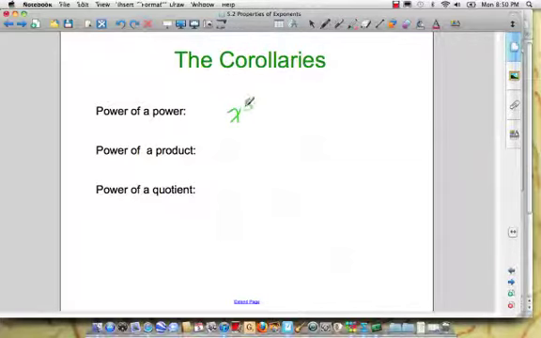Here's a power, x to the 5th, and I'm going to raise that to a power. Let's think about what that means. We're cubing x to the 5th. So we're going to multiply x to the 5th by itself 3 times. And then we know from the product property that we can just add these 3 exponents, 5 plus 5 plus 5.